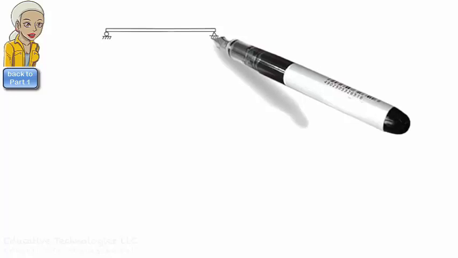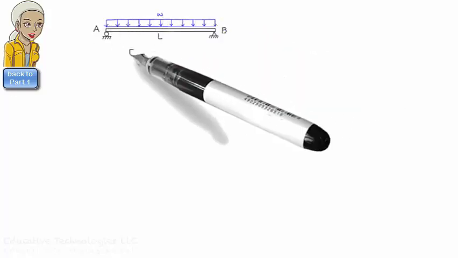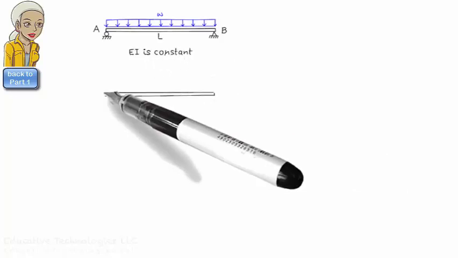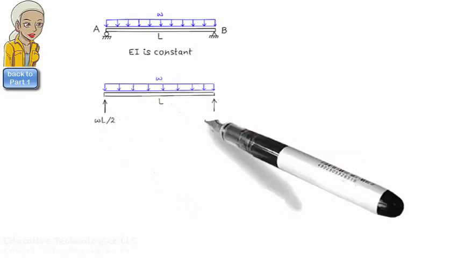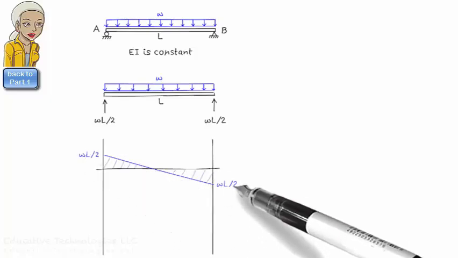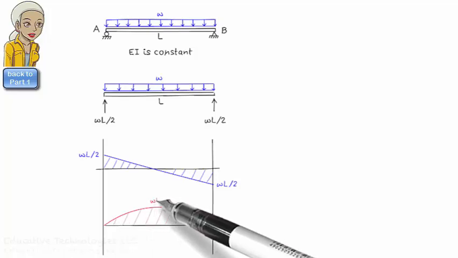Given a simply supported beam subjected to a uniformly distributed load, we wish to determine deflection at the midpoint of the beam. Let's assume a constant EI. The support reactions for the beam are WL over 2. We can draw the shear and moment diagrams rather quickly without needing to write any equations.